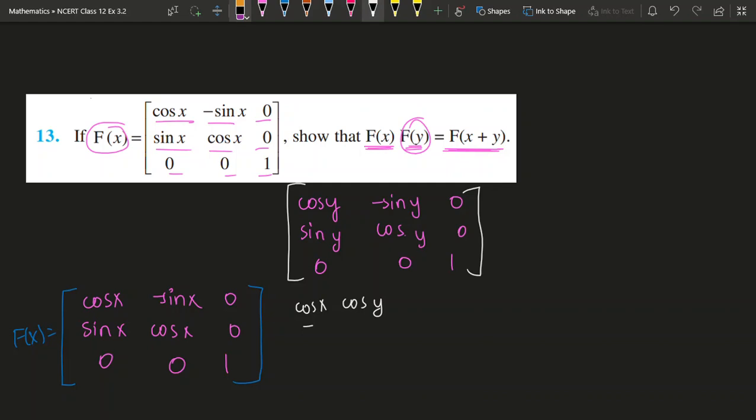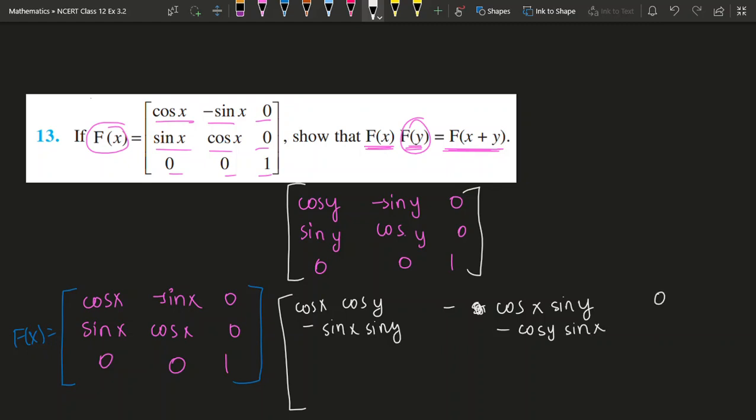So the first entry would be cos x cos y minus sin x sin y. The second entry would be minus cos x sin y minus cos y sin x. And you could continue writing this, and let me just enumerate whatever it will be.